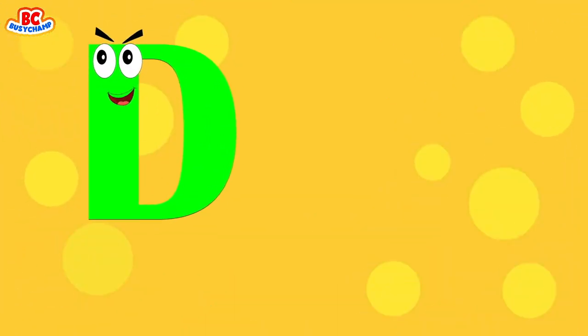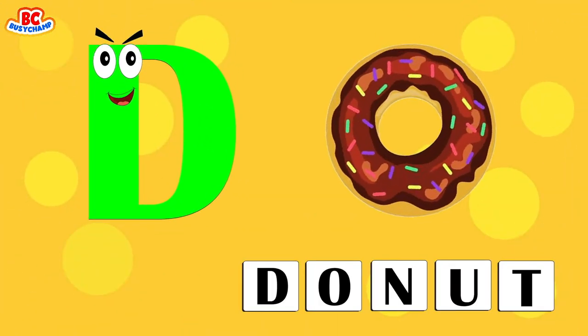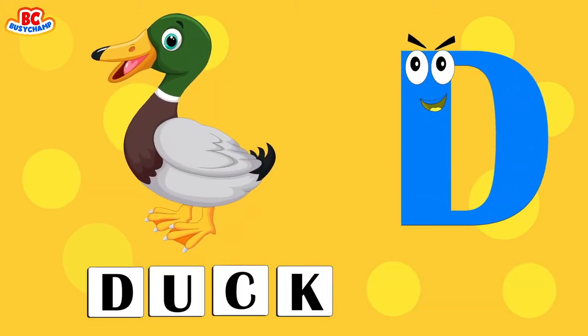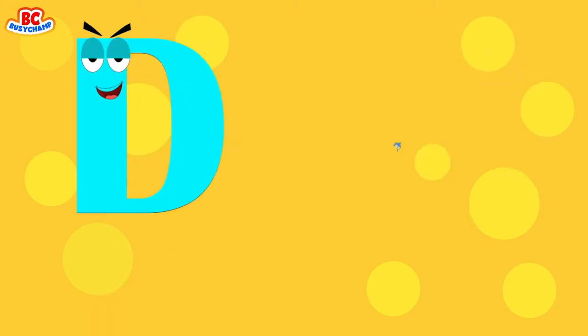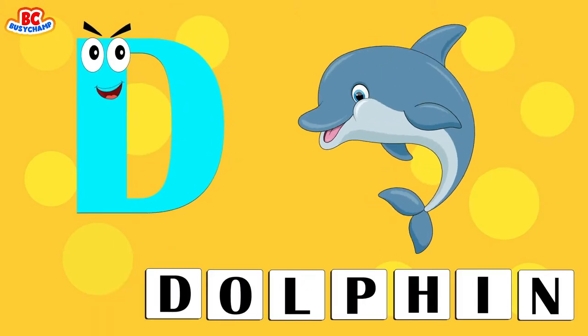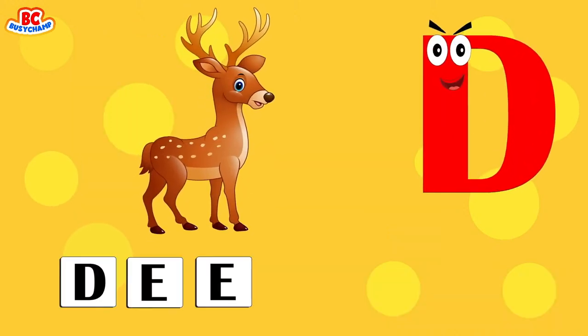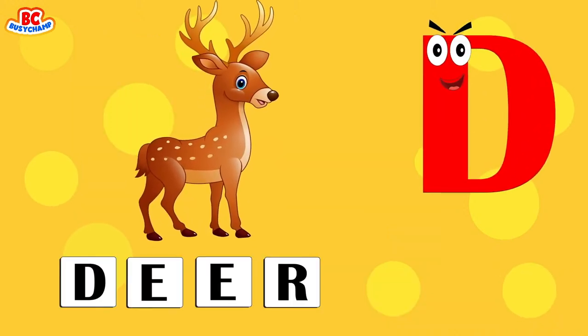D is for donut. D, D, donut. D is for duck. D, D, duck. D is for dolphin. D, D, dolphin. D is for deer. D, D, deer.